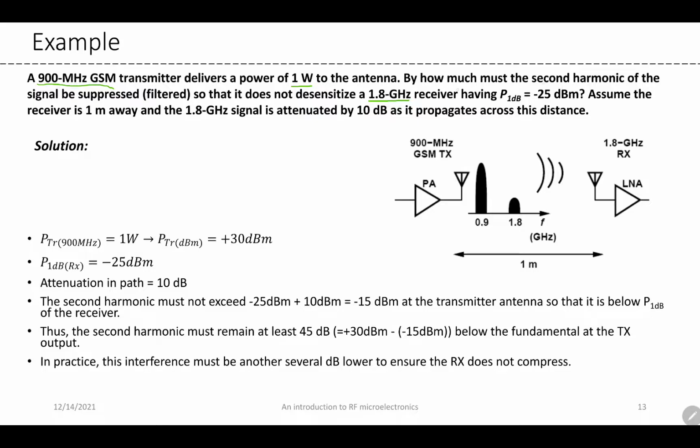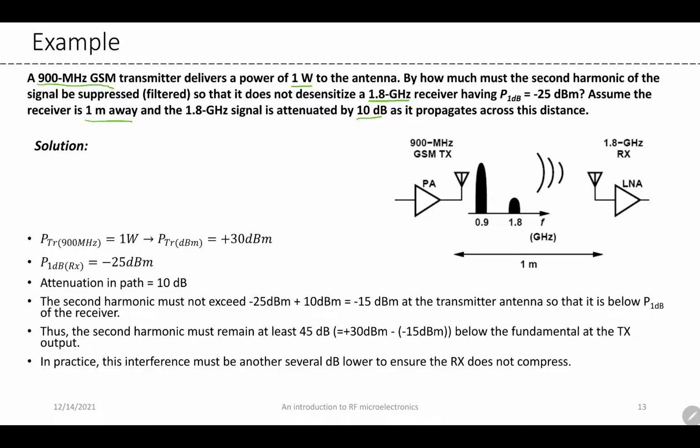How much must the second harmonic of the signal be suppressed so that it does not desensitize a 1.8 gigahertz receiver having a P1 dB of minus 25 dBm? Assume the receiver is 1 meter away and the 1.8 gigahertz signal is attenuated by 10 dB as it propagates across this distance. Okay, let's understand the problem first.